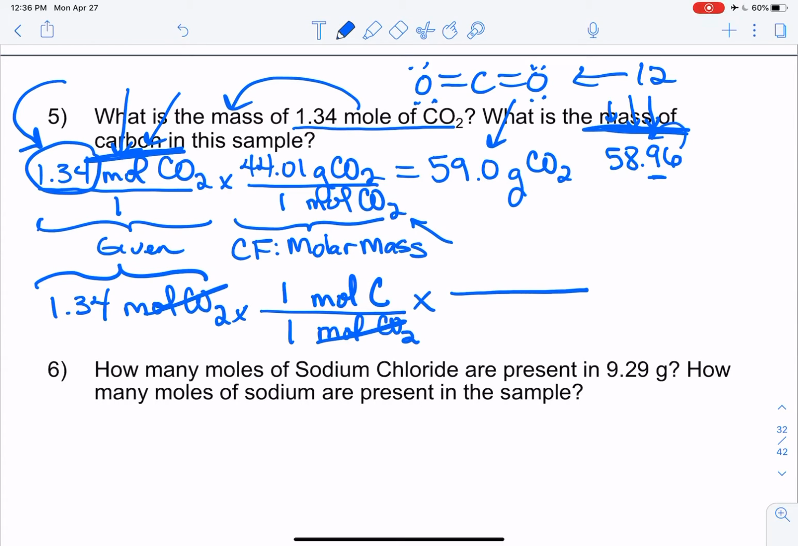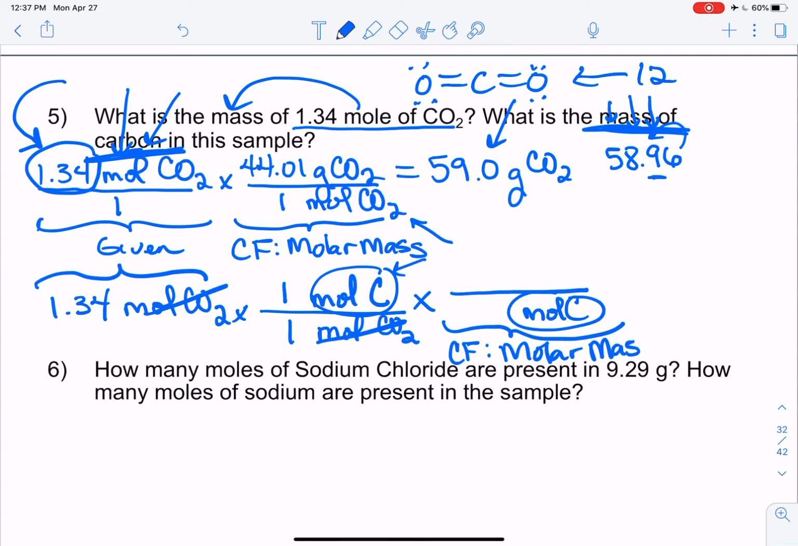Okay, so we need to get rid of moles of carbon and we need to get to grams of carbon. So for the moles of carbon in our new conversion factor, do we want to put it on the top or the bottom? On the bottom, because then we have moles of carbon divided by moles of carbon, and anything divided by itself is what? Is 1. So this is our molar mass of carbon right here.